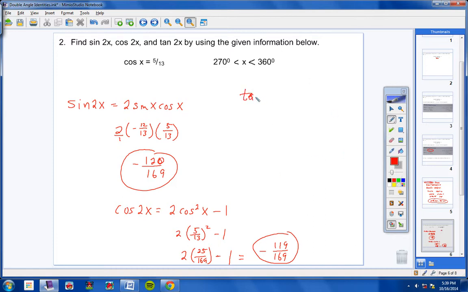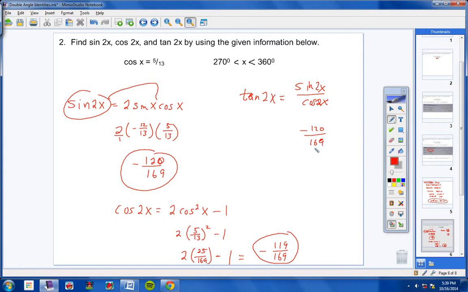Hold on a second. Tangent of 2x equals, let's use one of our old identities and make this easier. The tangent of 2x equals, remember tangent is sine over cosine, and if I have 2x here, as long as I use 2x here and 2x here, I'm totally fine. Now you say, Mr. Earhart, how's that help? Are you kidding? Look, I know what the sine of 2x is. The sine of 2x equals this, and it equals this, so I put negative 120 over 169.